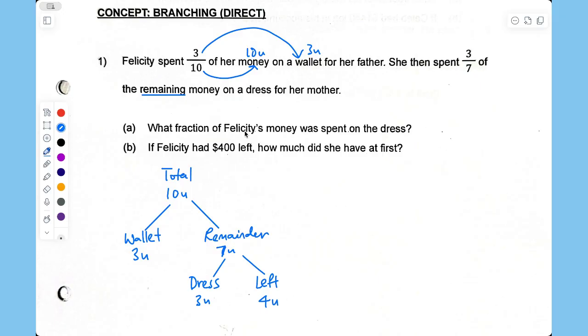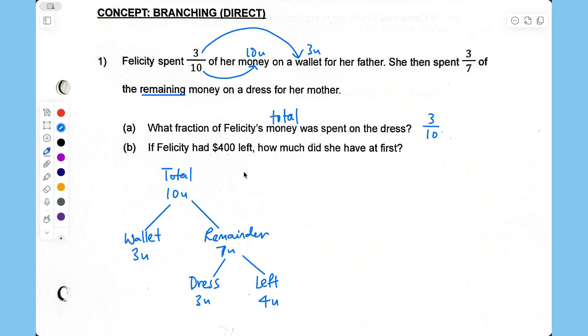Part A. What fraction of Felicity's money was spent on the dress? Which means what fraction of Felicity's total money was spent? She spent 3 units out of the total 10 units. So that's the answer for part A, 3 out of 10.